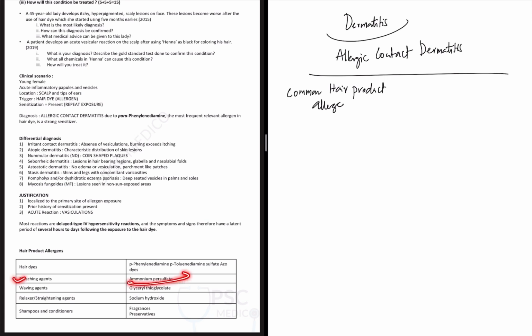We have bleaching agents like ammonium persulfate. Waving agents contain glyceryl thioglycolate. Straightening agents, which are used for hair straightening, contain sodium hydroxide. And finally, shampoos and conditioners also contain fragrances and preservatives which can be potential allergens. In 1 or 2 previous year questions I had seen that the examiner is also asking for the allergen present in a particular product. So you need to have a fair idea about these allergens. In allergic contact dermatitis, the allergens are pretty important.